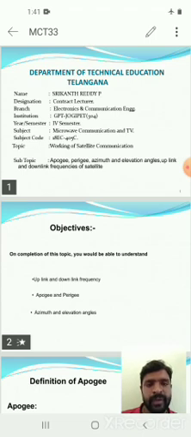Today we discuss the topic working of satellite communication. Subtopics: apogee, perigee, azimuth angle and elevation angle, uplink frequencies, downlink frequencies of satellites.